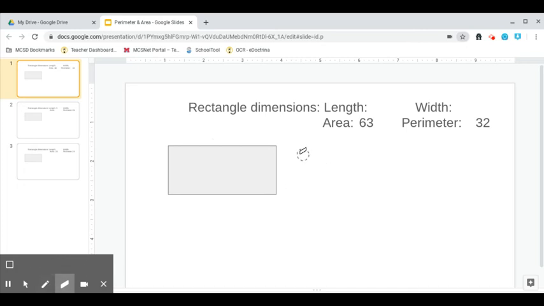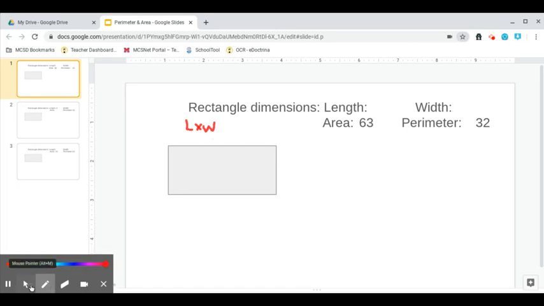Okay, the other thing is area. It's a rectangle, so we know area is going to be length times width. This could be length, this could be length. Doesn't matter which one you call length. If this is length, this is width. If this is length, this is width. And if you know one, you know the other.